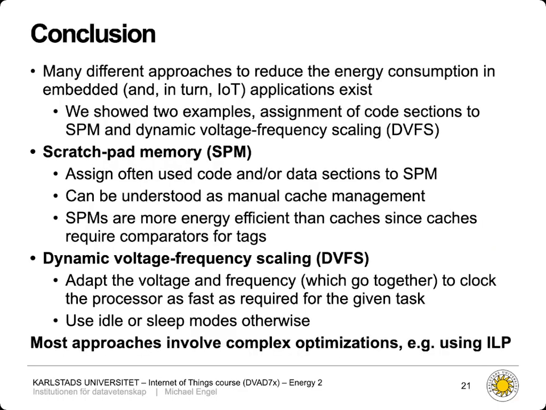So we've seen 3 different approaches to save energy in computing systems. Of course, there's many more approaches out in the wild and used in industry. We cannot discuss all of them here, but I think the 3 we've discussed are pretty prominent approaches. And these are obviously relevant in embedded systems and in turn in all IoT applications, all IoT nodes, which are energy sensitive. And we showed 2 examples here, assignment of code sections to scratchpad memory, and also dynamic voltage frequency scaling, which are both useful and can also be combined to save even more energy.